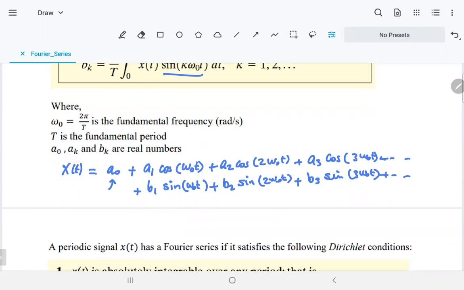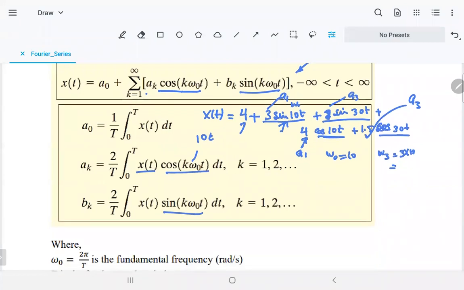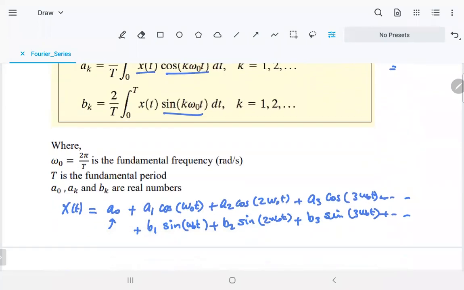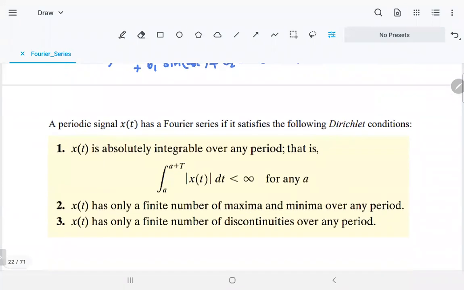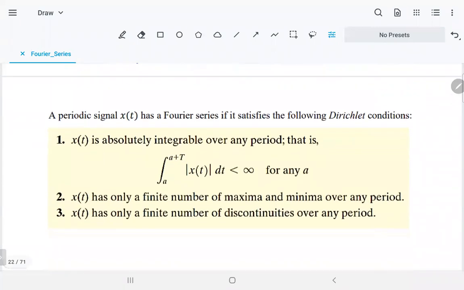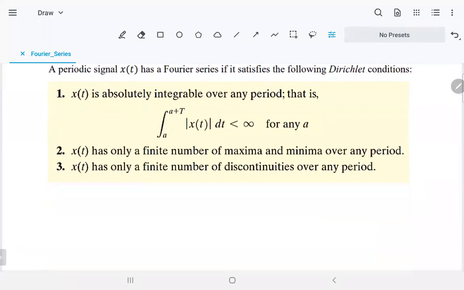The question is how to find A1, A2, A3, and how to find B1, B2, B3. That's the formula. That's how you find AK in general, and the answer will be in terms of k. BK is the same thing. Why don't we do an example, just an easy example to go through. But of course, there are conditions you can apply for each series, not to any function. It should be limited, not going to infinity. There is a limit, a maximum and minimum, somewhere.